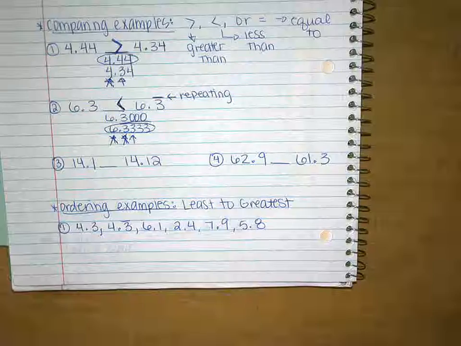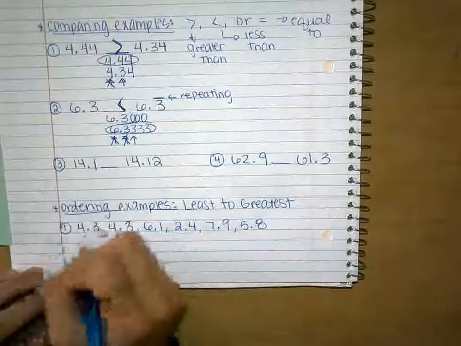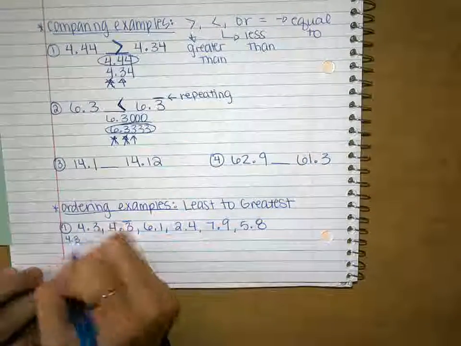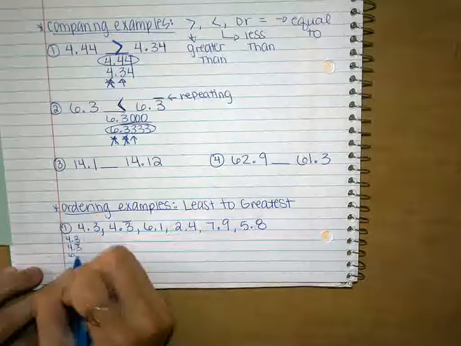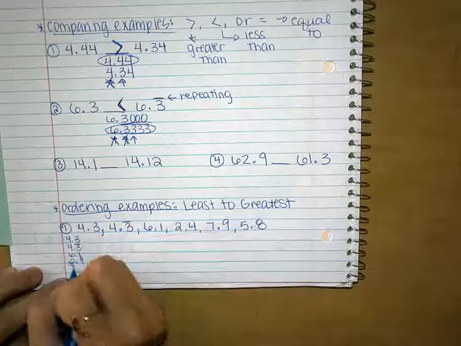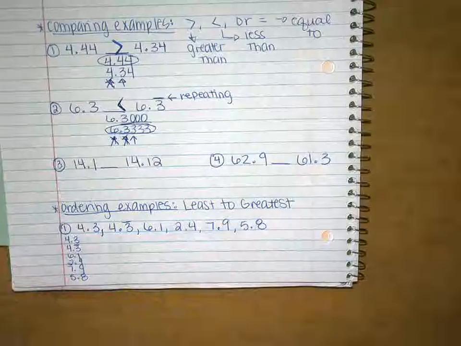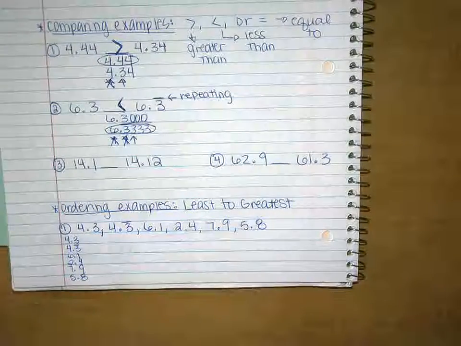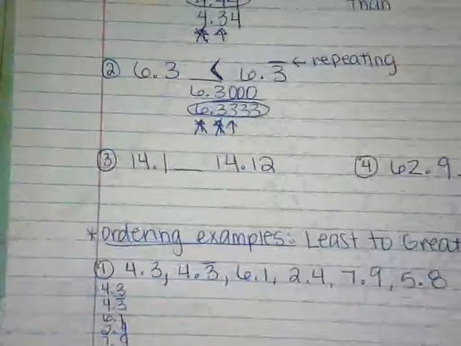So as I said, step number 1, line up the decimals. I want to write 4.3, 4.3 repeating, 6.1, 2.4, 7.9, and 5.8, all going up and down, all having those decimals all lined up. I'm going to zoom in here for you guys so it gets a little bit closer so you guys can see.